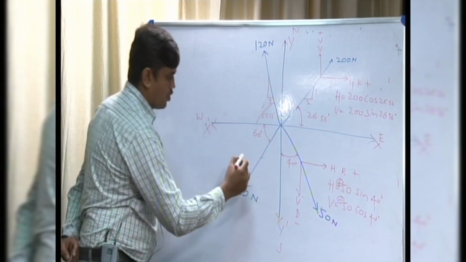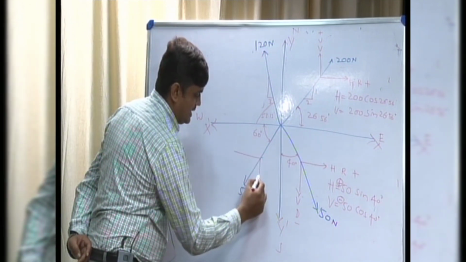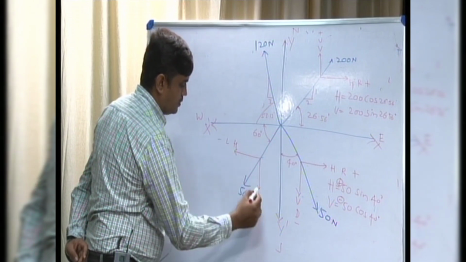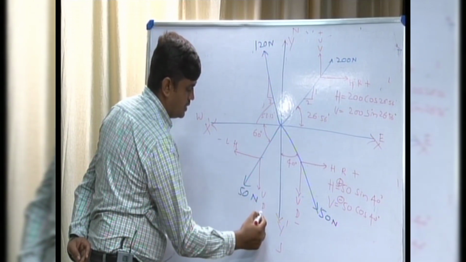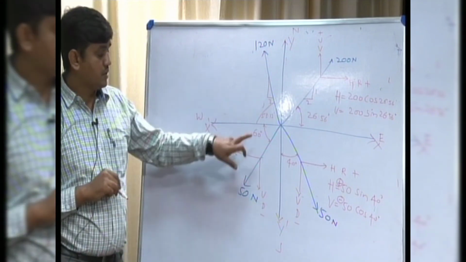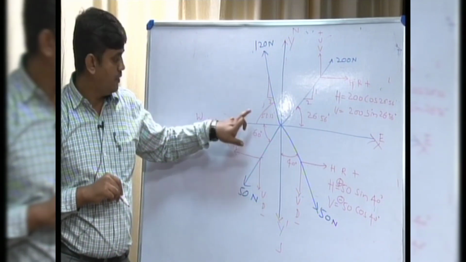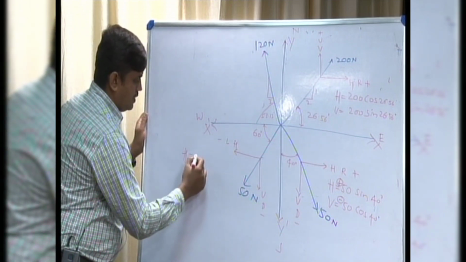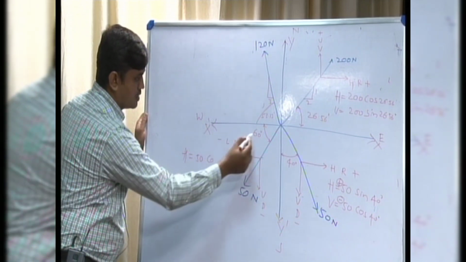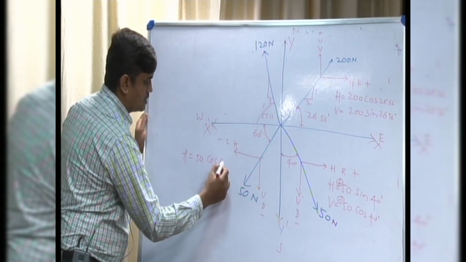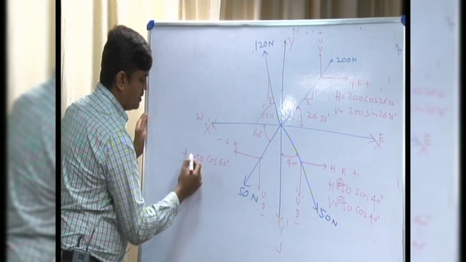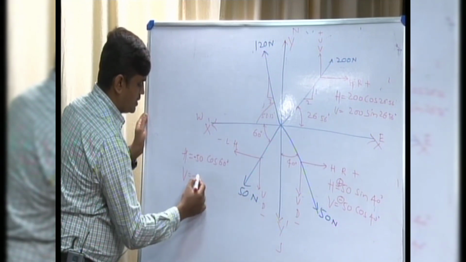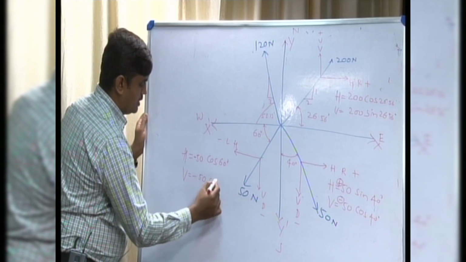Now third quadrant, horizontal left negative, vertical down negative. Observe the angle 60 degree with x-axis, so H will be 50 Newton cos 60 degree, left is minus, and vertical is also minus, 50 sine 60 degree.